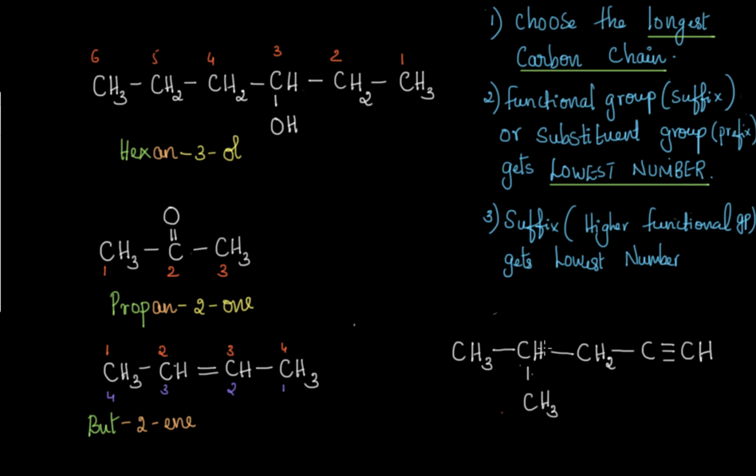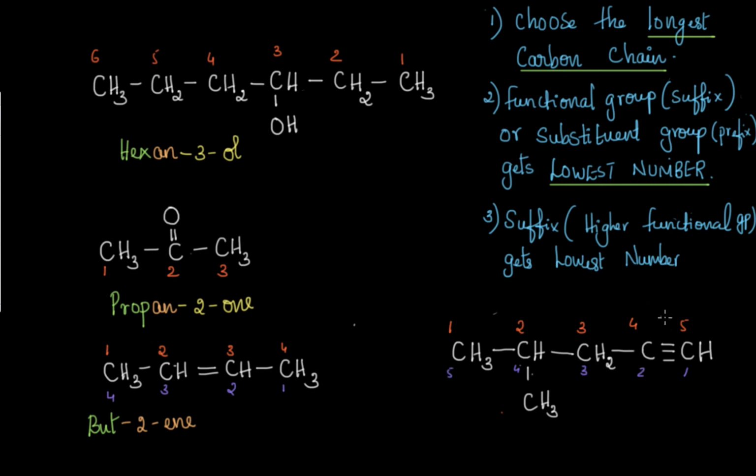Okay, let's name the last one. First thing is to choose the longest carbon chain. So here I have 1, 2, 3, 4, 5. So I have a 5 carbon chain as the longest chain present. Either I can consider this carbon chain or this carbon chain. Now when we have both prefixes and suffixes present, according to the third rule, we know that the suffix should get the lowest number. Keeping that in mind, let's number both ways and check. This becomes 1, 2, 3, 4, 5. If I number it from right to left, this also becomes 1, 2, 3, 4, 5.